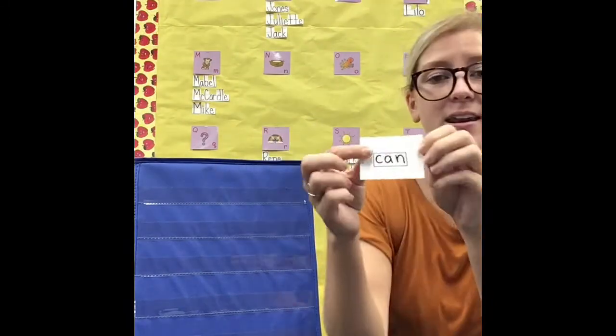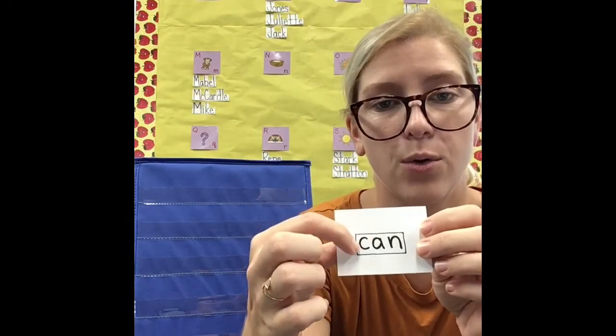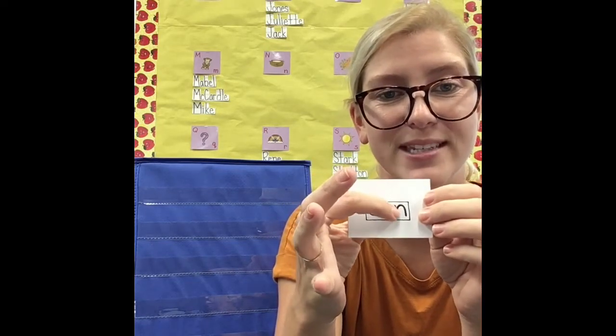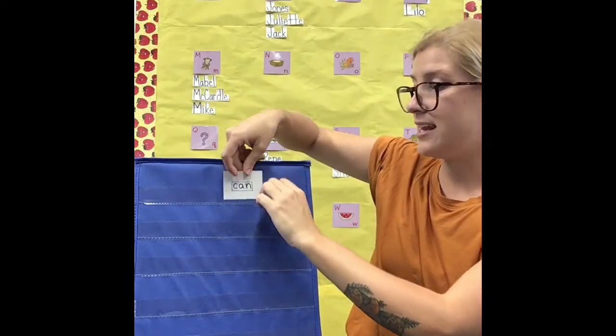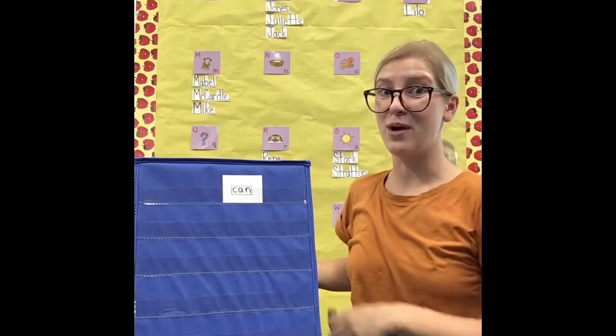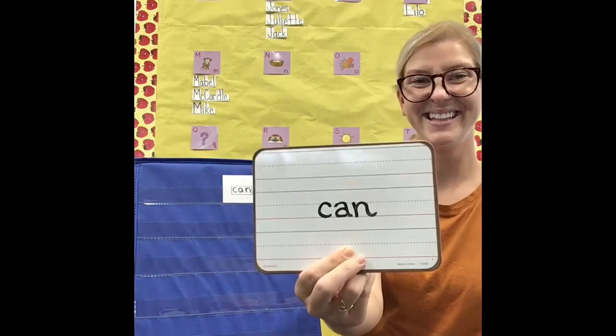This is the word can. This is the way that we usually see can. With a C that goes around and stops, an A that goes around with a line down, and an N that goes down and a little bump. That's usually how we see, how we read, and how we write the word can. But have you ever seen a can that looks like this?